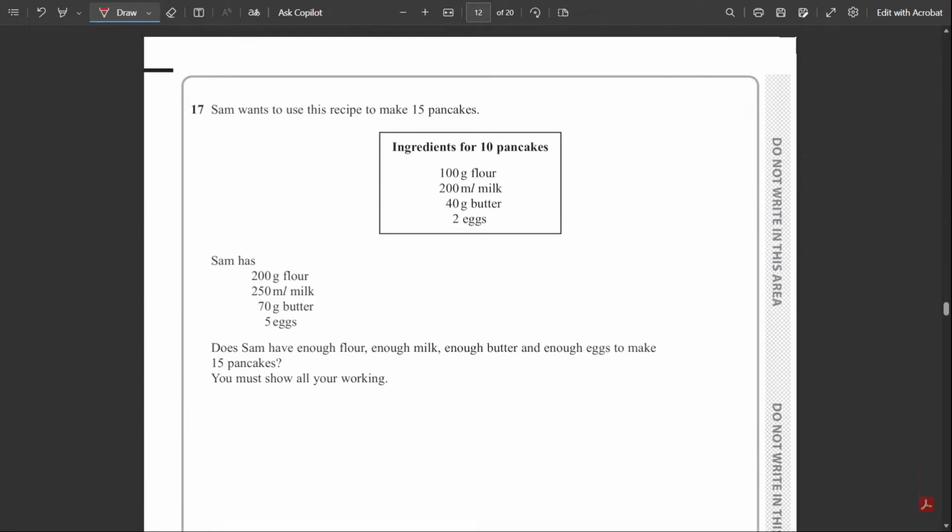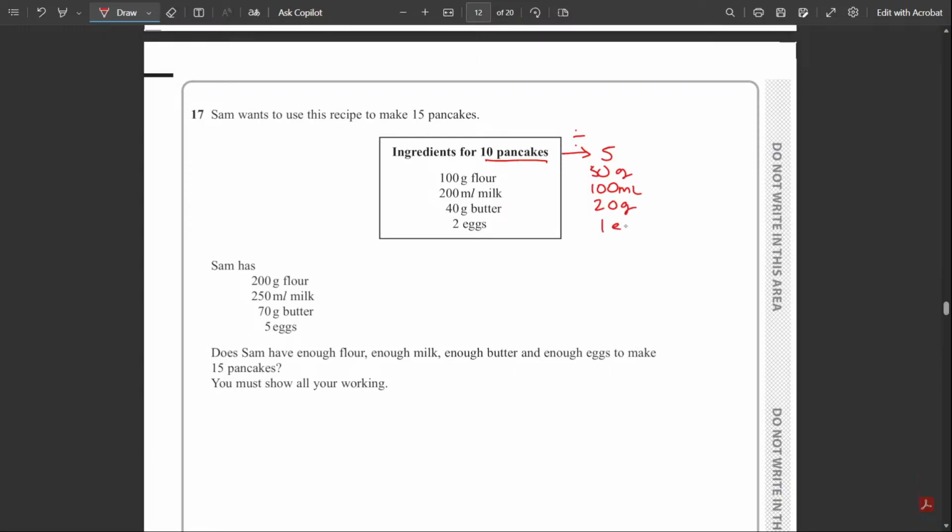Sam wants to use this recipe to make 15 pancakes. These are ingredients to 10 pancakes. So we can work out the ingredients to 5 pancakes. So we divide these ingredients by 2 to get to 5 pancakes. So for 5 pancakes, we need 50 gram, 100 milliliter, 20 gram butter, and 1 egg.